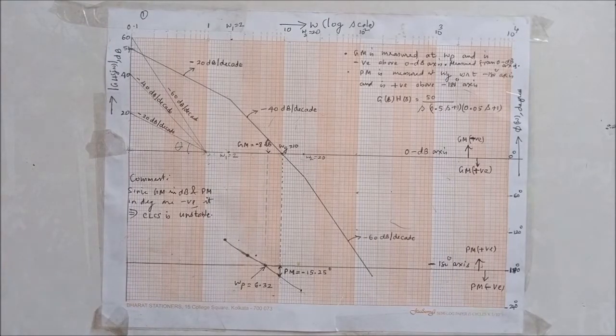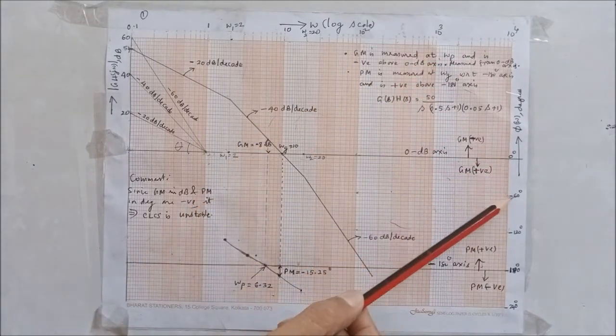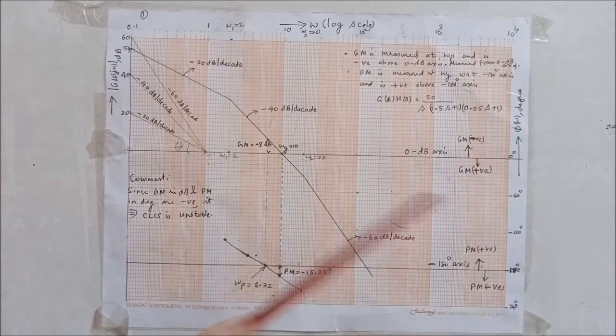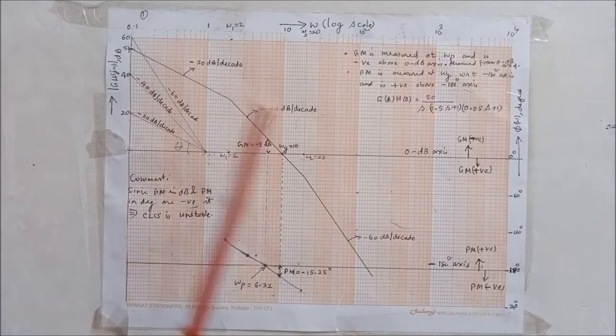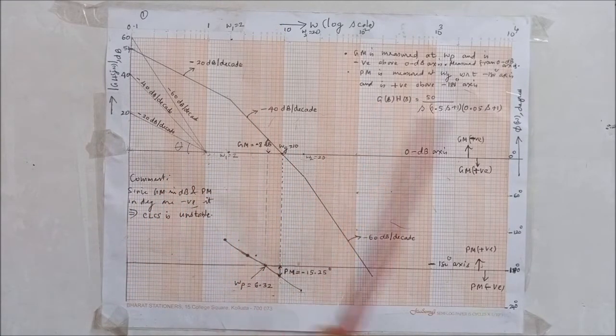Next I will go to the phase diagram. The Y-axis is phi of omega in degrees. This is 0 degrees, minus 60 degrees, minus 120 degrees, minus 180 degrees, minus 240 degrees. Between 0 and minus 60 you have got 10 divisions. Each division represents 6 degrees. Therefore, phi of omega in degrees is divided by 6 to get phi of omega in divisions.